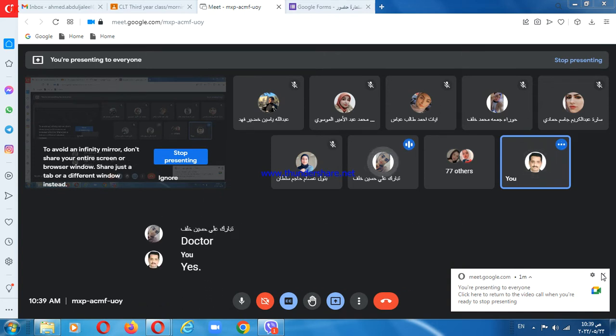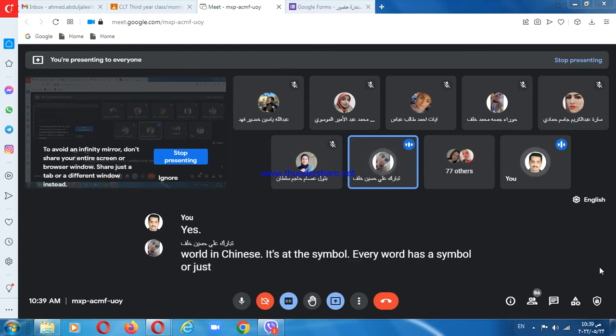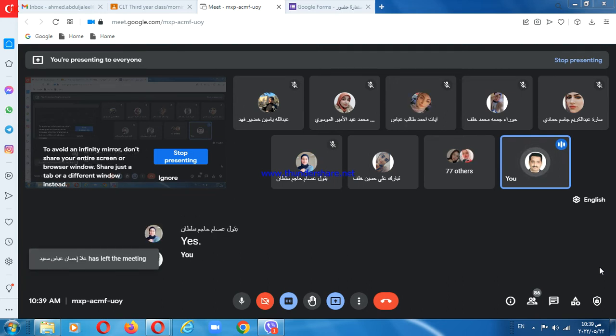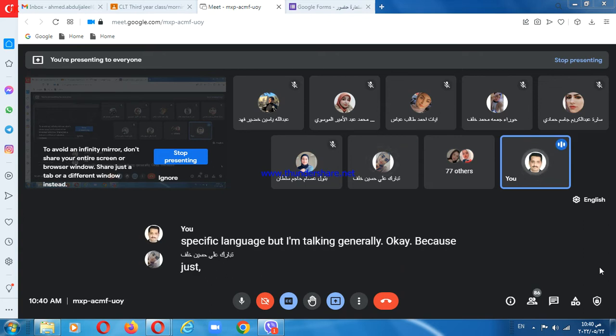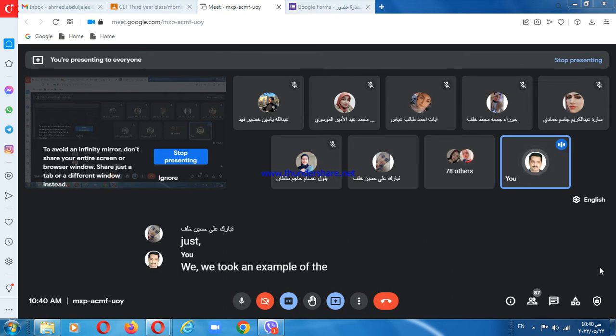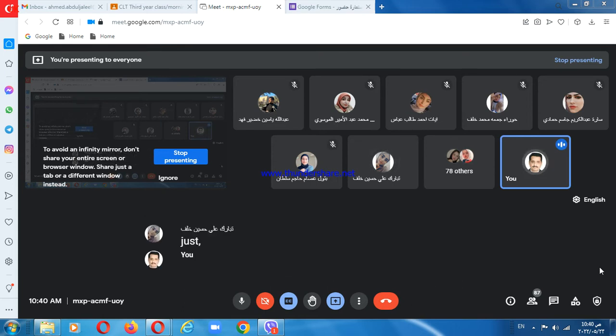Doctor, about Chinese, because the word in Chinese is a symbol. Does every word have a symbol or just a print? Well, I'm not speaking about a specific language, I'm talking generally. Because we took the example of the caption, and we are using the target language. Unless you know these letters, you cannot understand me.